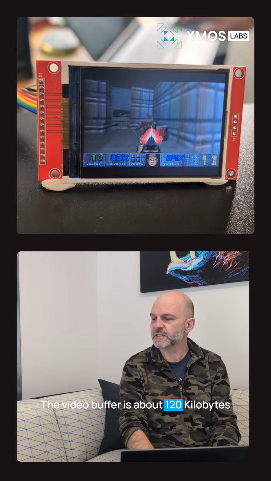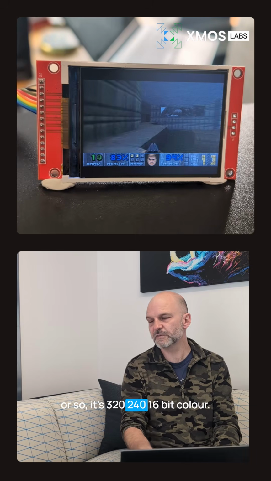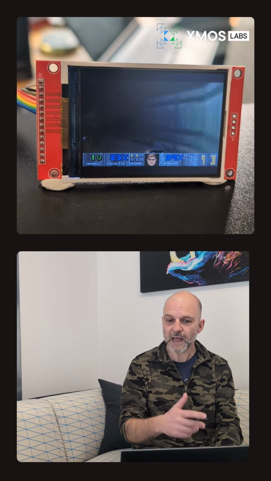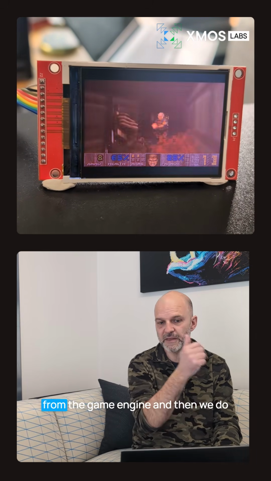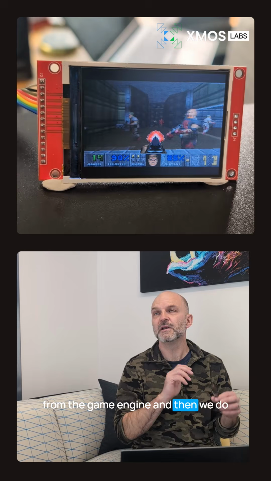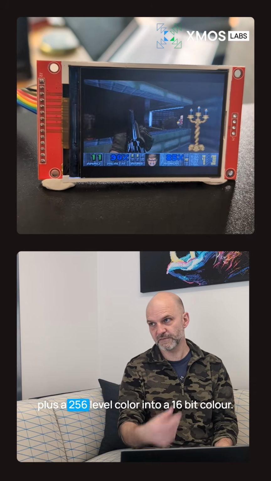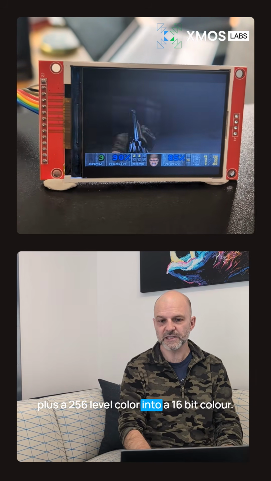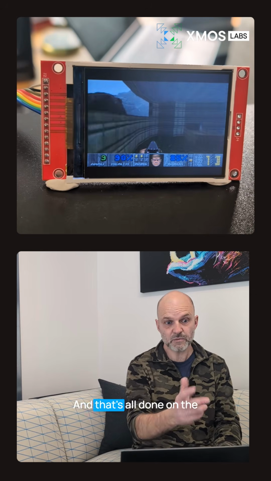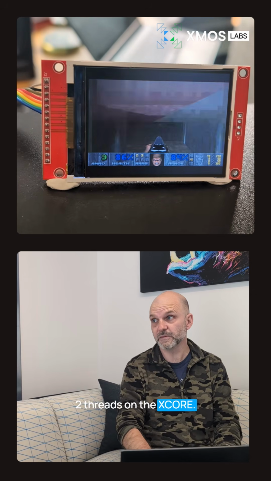The video buffer is about 120 kilobytes or so, it's 320 by 240, 16-bit colour. And what we do is take the output from the game engine, and then we do a lookup table to turn it from a palette plus a 256 level colour into a 16-bit colour. And that's all done on the 2 threads on the XCORE.